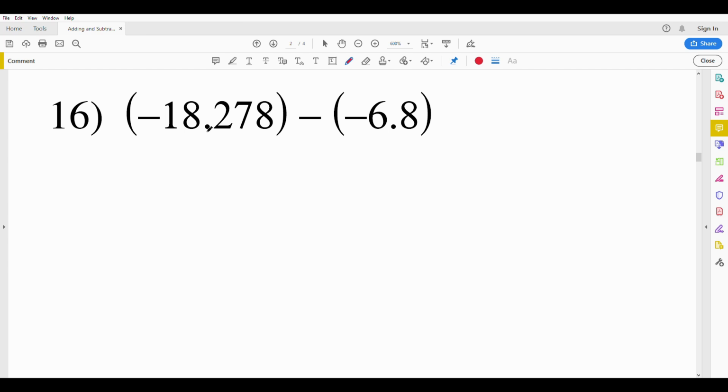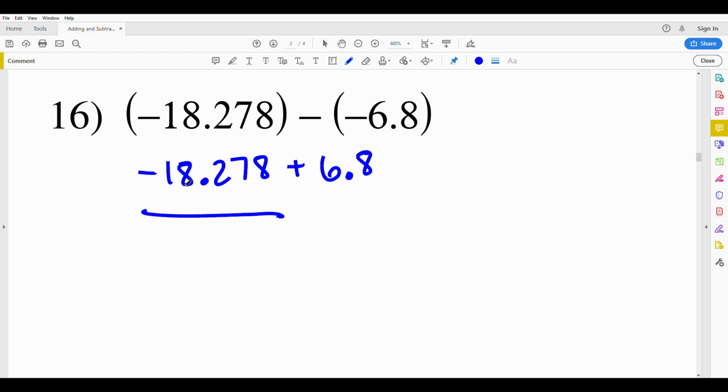In number 16, I have negative 18.278, or negative 18 and 278 thousandths, and I'm subtracting a negative 6 and 8/10. Subtracting a negative, right away, we're going to say add a positive. So negative 18.278, or 18 and 278 thousandths, we're going to add that to 6 and 8/10. Now, let's ask ourselves, what's our resulting number going to be? Negative or positive? Well, that's easy. Negative, because this distance is greater than this distance from 0.